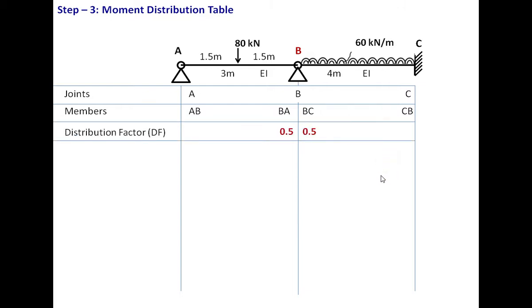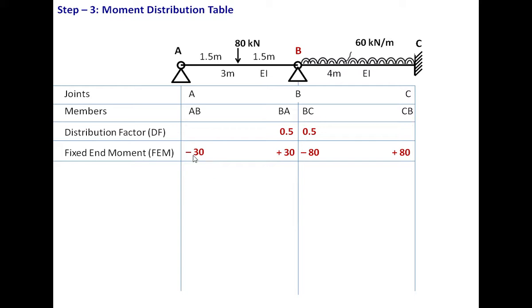Then we have to find out the distribution factor. We know distribution factor will be there for a joint in which either two or more than two members are meeting. We have just found in the previous slide that distribution factor for this case is 0.5, 0.5. The sum of distribution factors will always be 1, and here 0.5, 0.5 shows that whatever is the unbalanced moment here will be distributed 50-50% in both the members.